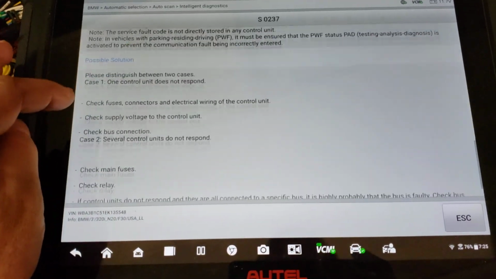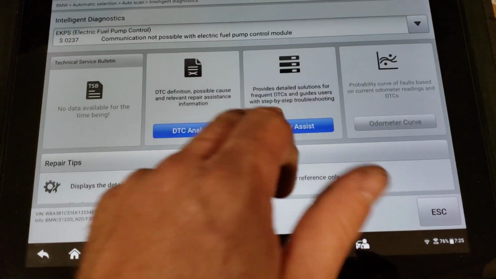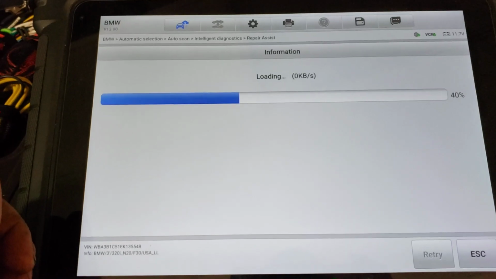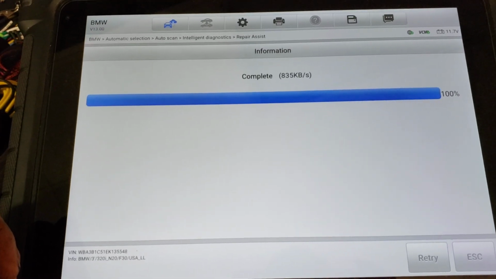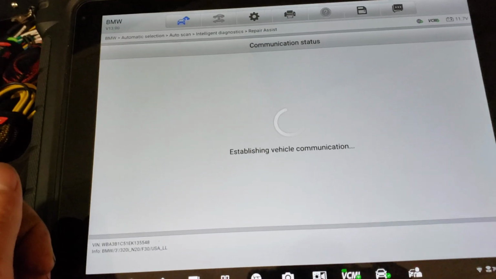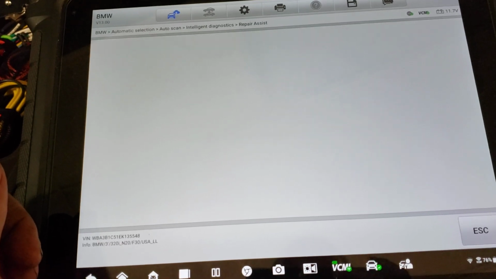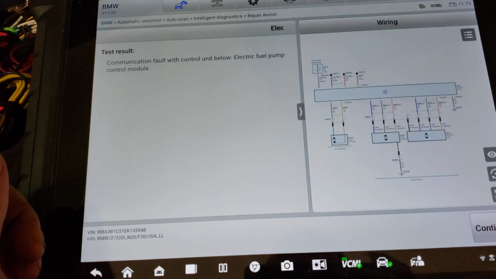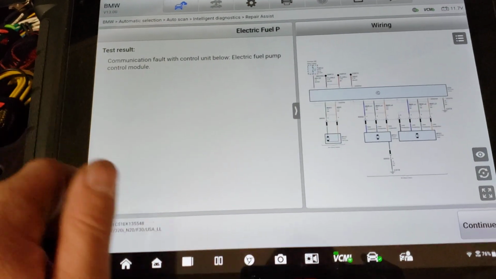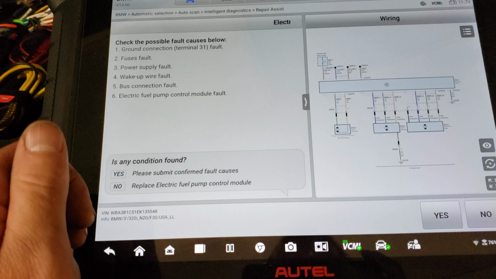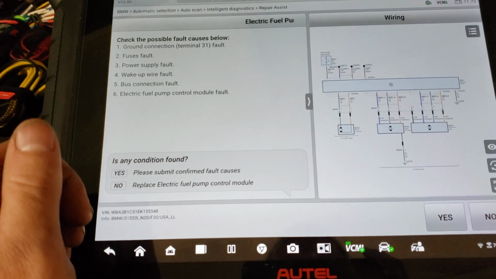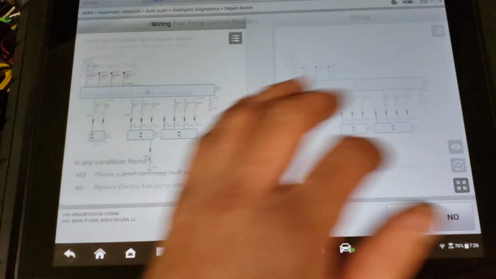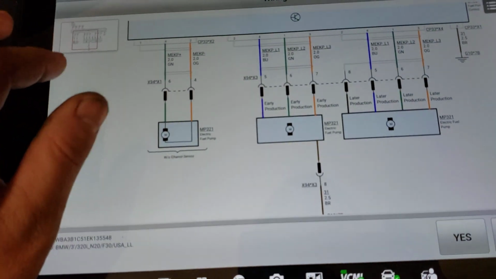I want to see if this shows anything for testing and wiring diagrams. I might have to go down to that area and scope as well. Probably going to be in a different video though. Communication fault. Yeah, so it wants this bus connection fault, power supply. So let's look at this schematic here.